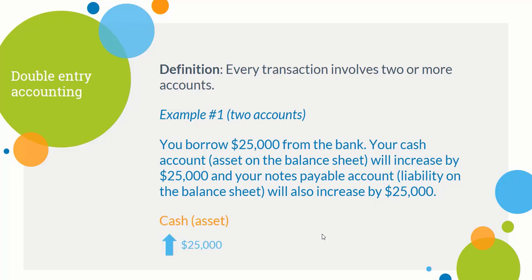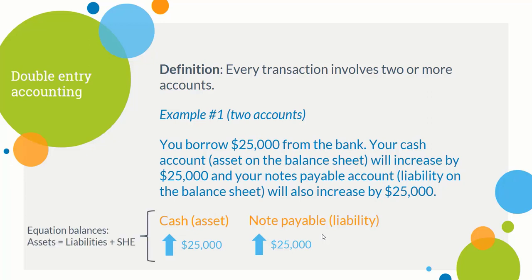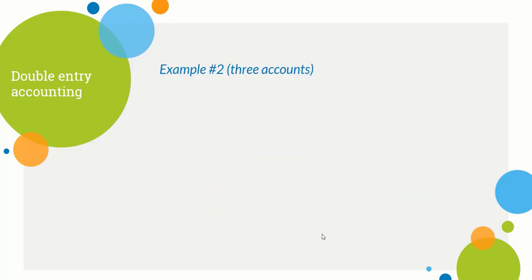So cash goes up by $25,000. Notes payable or debt or whatever you want to call it also increased by $25,000. So the balance sheet still balances. Like I said before, two or more accounts are always affected by every single transaction. So let's look at an example of where three accounts are affected by a single transaction.